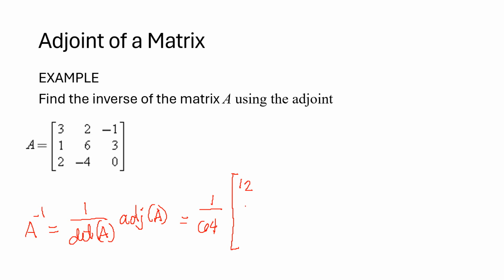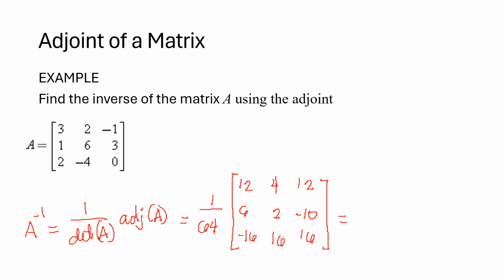So you have 12, 6, negative 16. Again, these are cofactors. Then 2, 16, 12, negative 10, and 16. Take note, this is the transpose of the cofactor matrix. Okay, and then you have to multiply it.